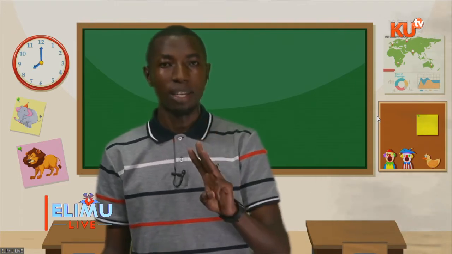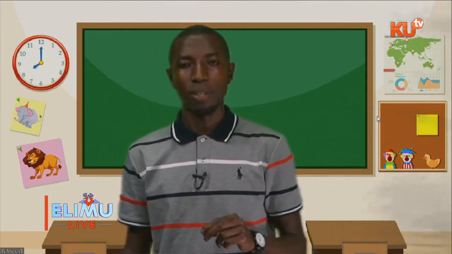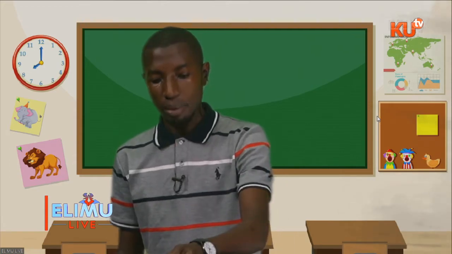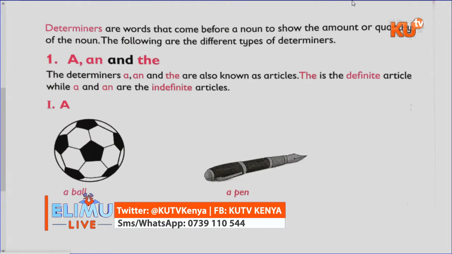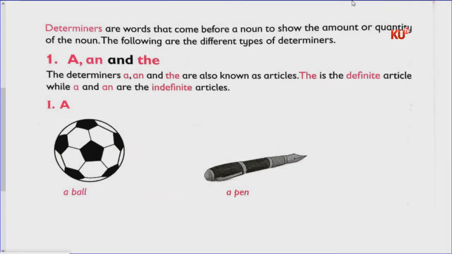Articles are three. So the definite articles are, let me write. So the articles are a, an, and the. The determiners a, an, and the, as I've said, are also known as articles. So there is the definite article, while a and an are the indefinite articles. Now, have a look at that example. A ball, a pen. They are indefinite.